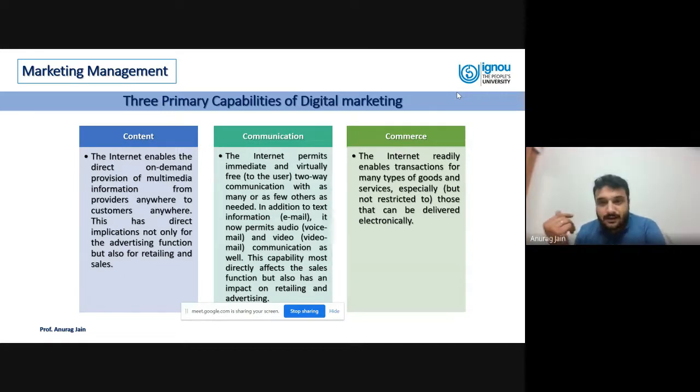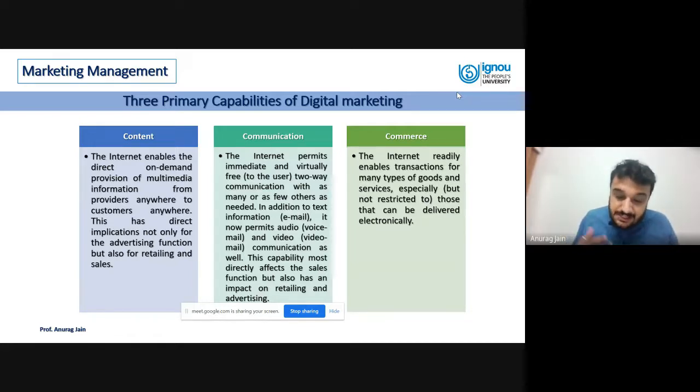The third and another important capability is commerce. It is not just about connecting people, it is also about doing the transaction. It is also about selling of goods and services. It is also about the exchange process which is happening online. And that is the reason commerce is something we can refer to as online selling, all these e-commerce websites or applications which are over there.